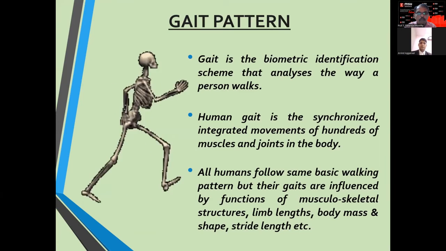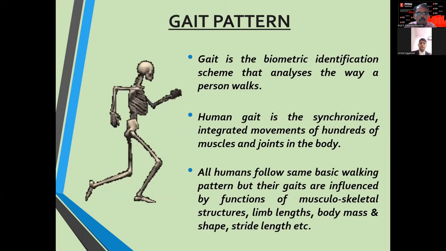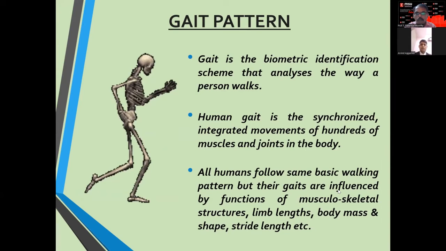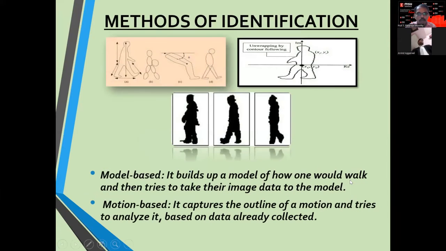Next, gait pattern. Gait is the biometric identification scheme that analyzes the way a person walks. Human gait is the synchronized and integrated movements of hundreds of muscles and joints in the body. All humans follow the same basic walking pattern, but their gaits are influenced by functions of musculoskeletal structures, limb length, body mass and shape, stride length, etc. Methods of identification include model-based and motion-based.